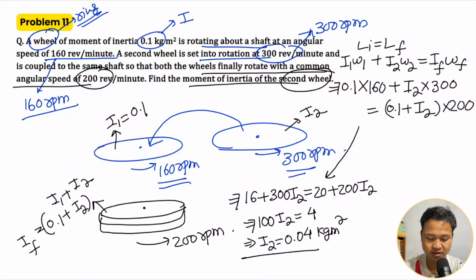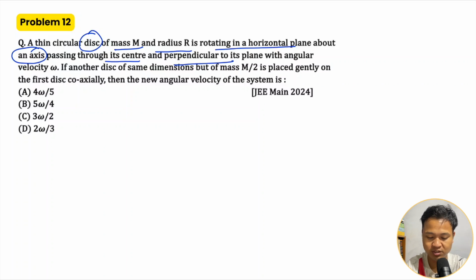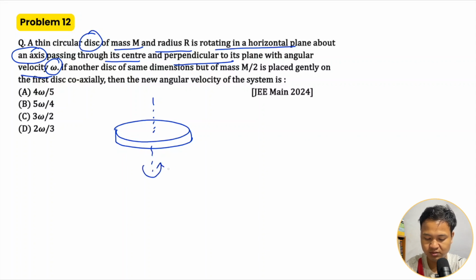That is the moment of inertia of the second wheel. All right, one more question. A thin circular disc of mass m and radius r is rotating about its own axis, passing through the center, perpendicular to it, with angular velocity omega. Its moment of inertia is mr square by 2.